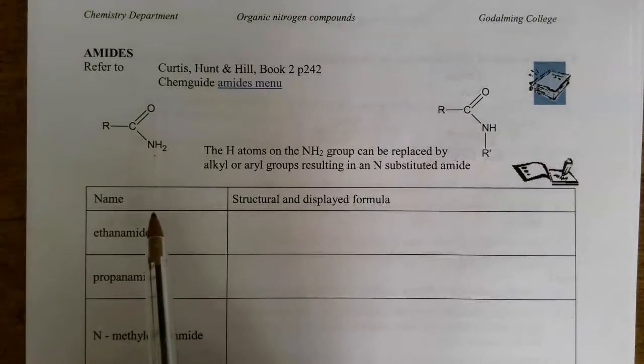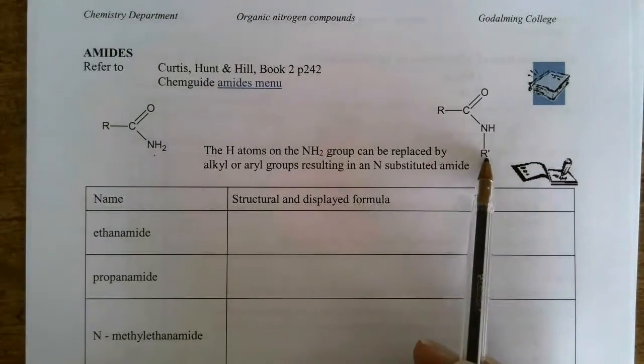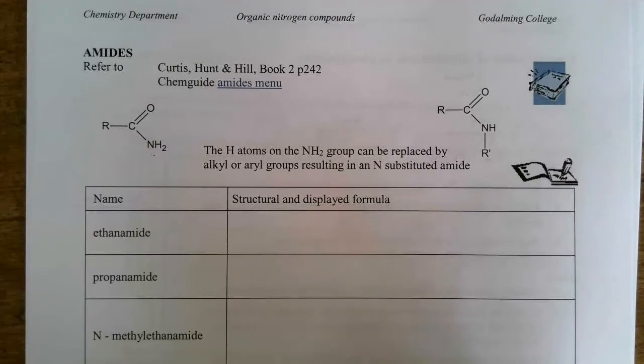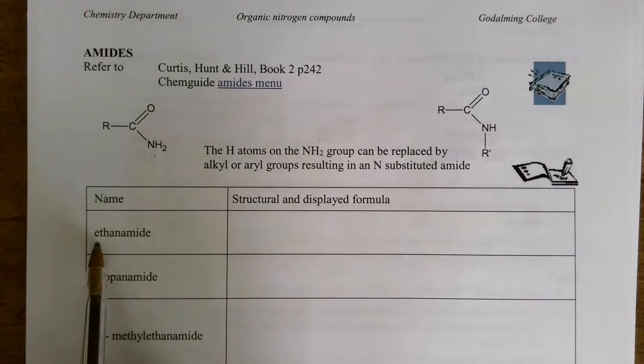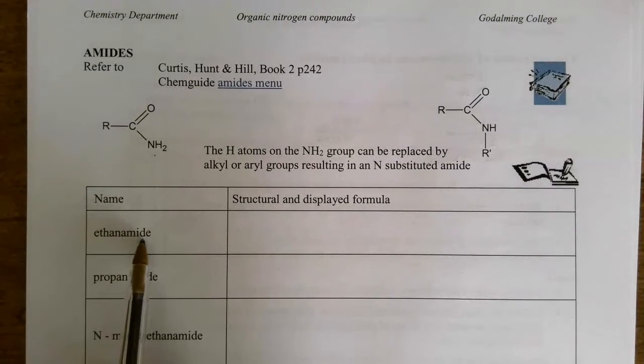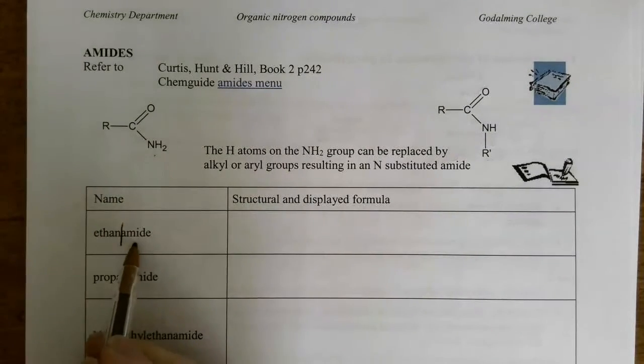If it's an N substituted amide, one of those hydrogens on the nitrogen has been substituted for an R group, but this is just, if you like, a subset of the amide functional group. Naming them, very straightforward. Eth gives me the number of carbons in the chain, and then I stick just amide on the end of it. So I have ethanamide.